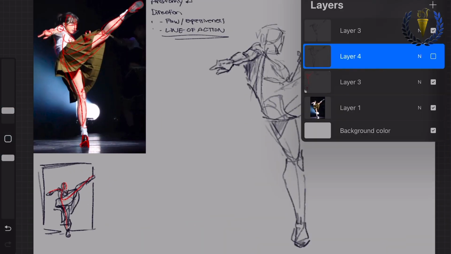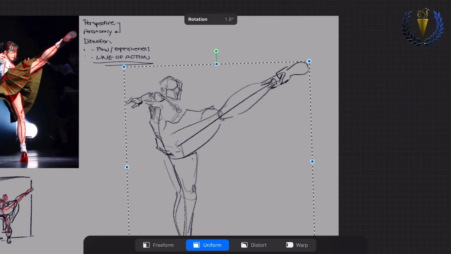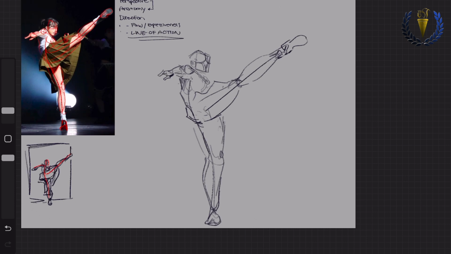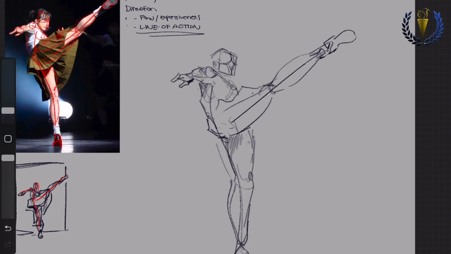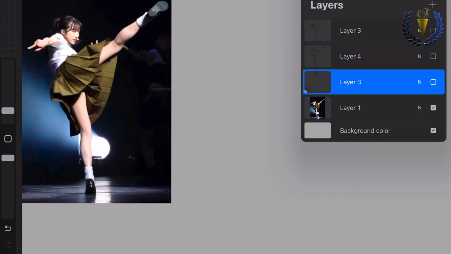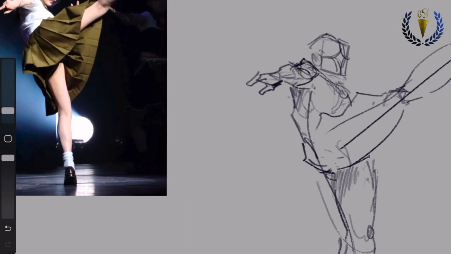Here I reference the first sketch I did of this pose, which was more exaggerated, so I'm trying to bring more of that movement back, which is why I'm continuing to adjust the shoulder line and the arm and the legs according to the reference image.